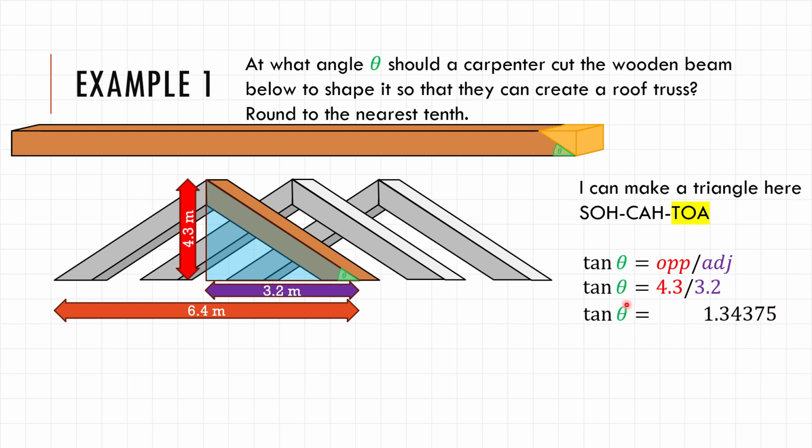The next thing I can do is I can say, okay, well, I want to get rid of tan, I want theta all by itself. That's what I'm trying to find out. So I'll do the inverse tan operation, which will cancel it out. And then I do the inverse to the right side as well. And that tells me that theta is equal to 53.343 degrees. And of course, I need to round this to the nearest tenth, which is 1 decimal place. And so that would just be 53.3 because the next number is less than 5.